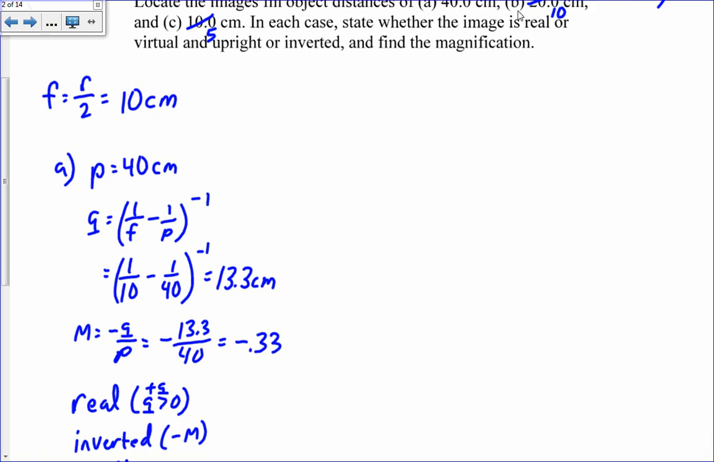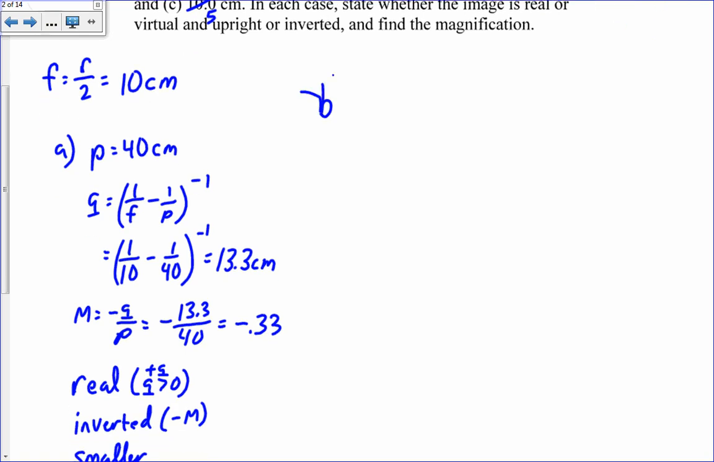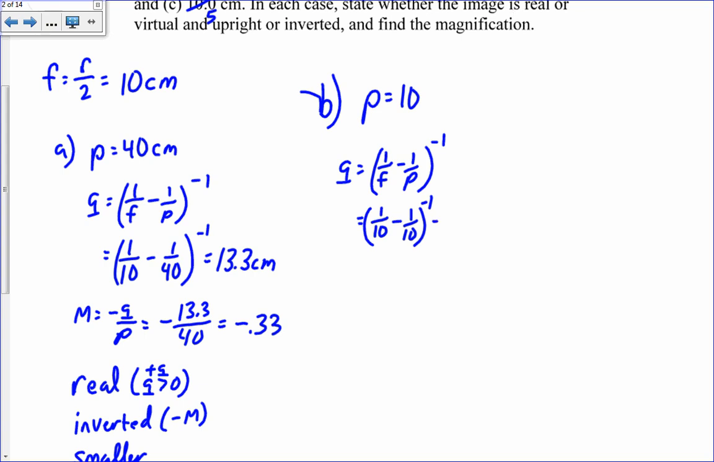All right, now P equal 10. Q is equal to 1 over F minus 1 over P. That's just solving the mirror equation for Q. 1 over 10 minus 1 over 10, to the negative 1. It's 1 over 0. That's not defined. There is no image when the object is at the focal point.